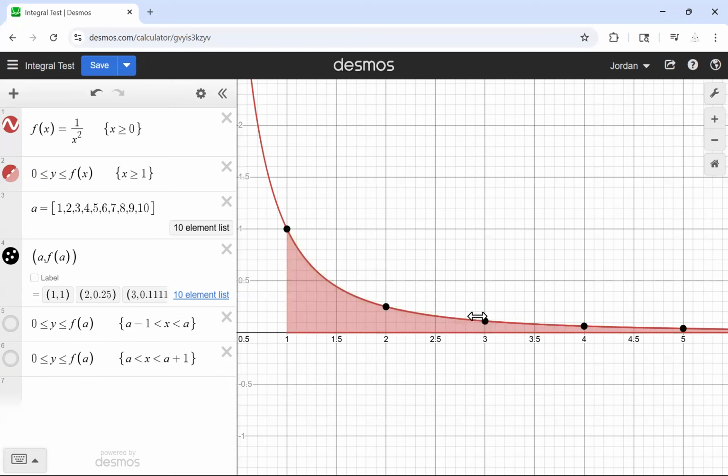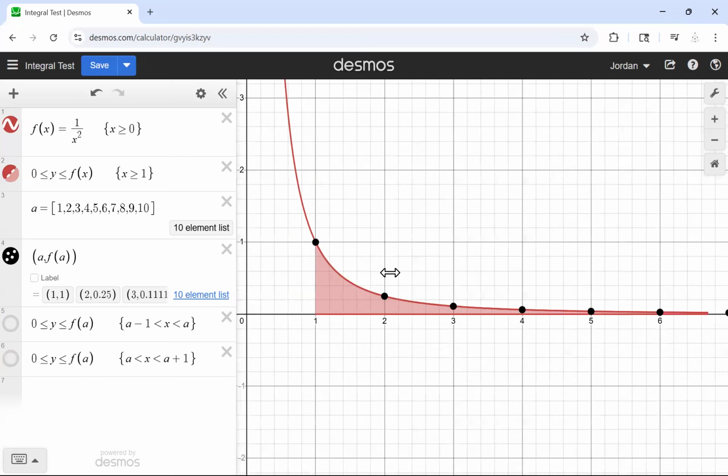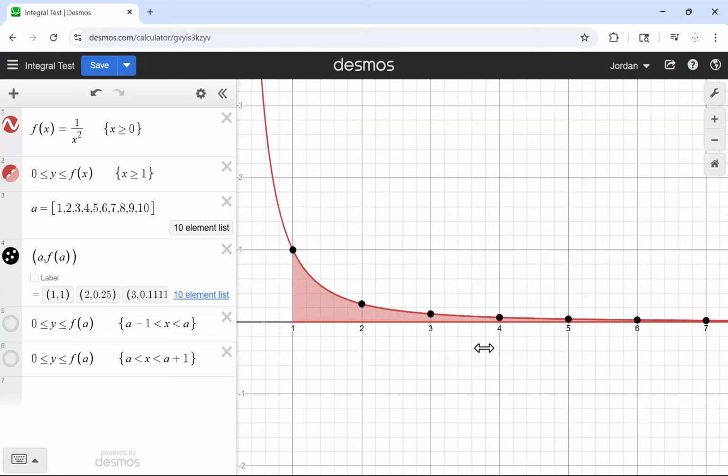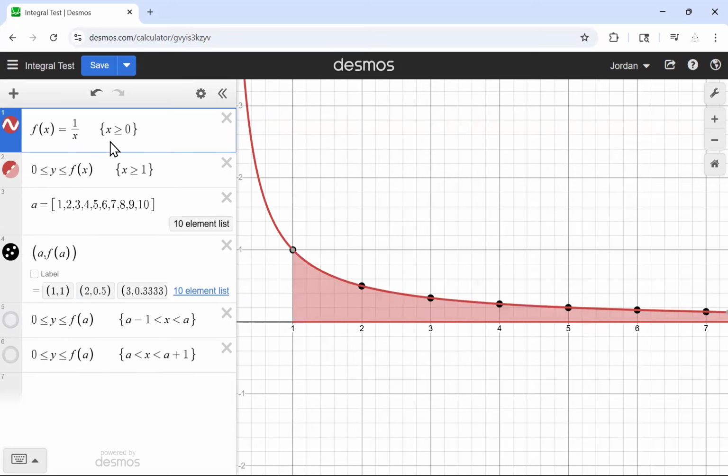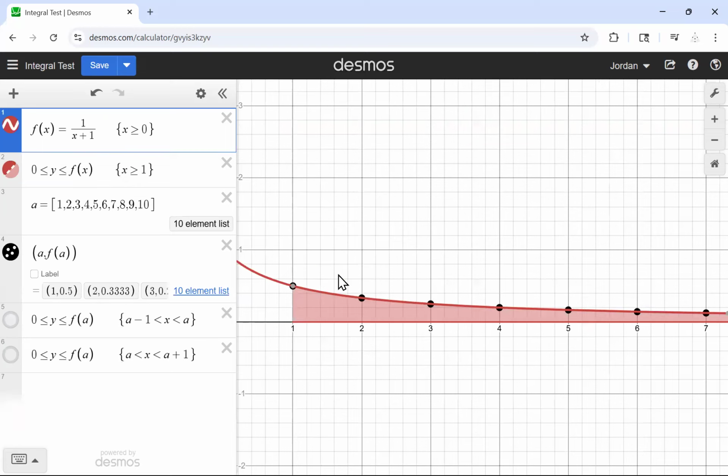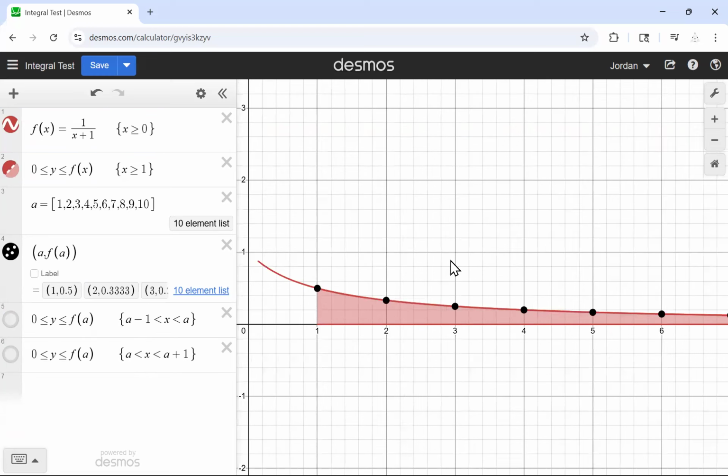So if the area under the curve is finite, then the infinite sum is going to be finite. If the area under the curve is infinite, then the sum will also be infinite. And we get that not just on 1 over x squared, but whatever we choose as our function. If I chose 1 over x, the same phenomenon happens. 1 over x plus 1, the same phenomenon happens.